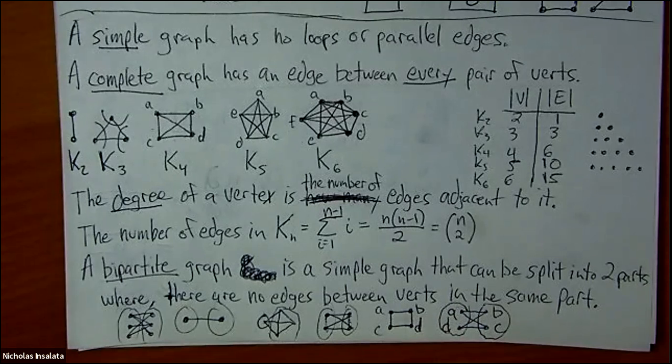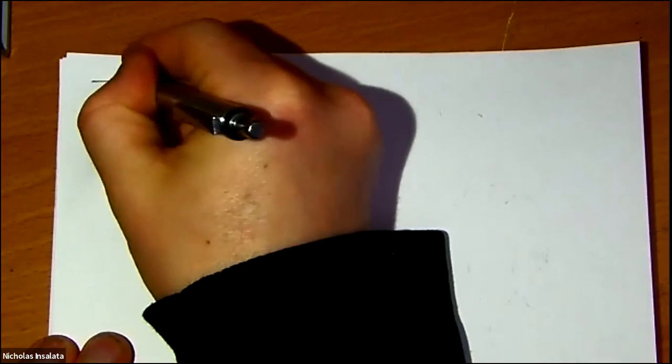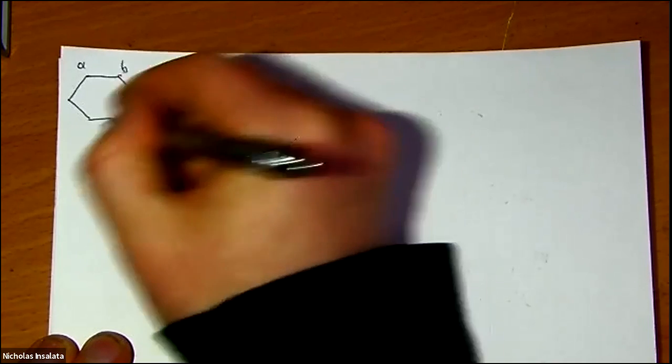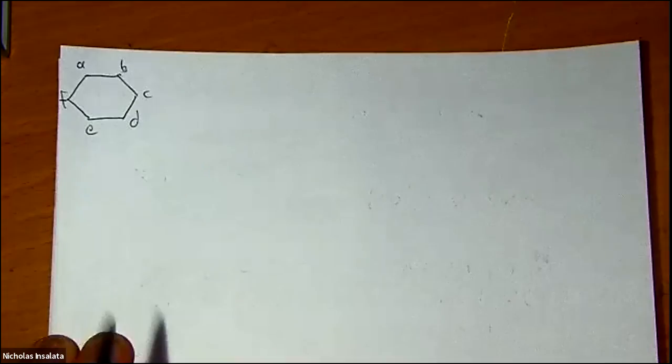Okay. What about, oh, I don't know, what about a hexagon, right? The hexagon graph. Let me get some new paper here. I'm running out of room. So let's do the hexagon graph here. Oh, there we go. Okay. So we've got this guy. A, B, C, D, E, F. Okay. Can I make that one bipartite?